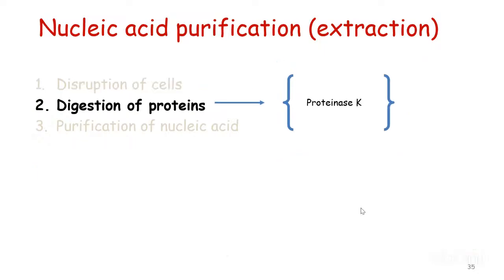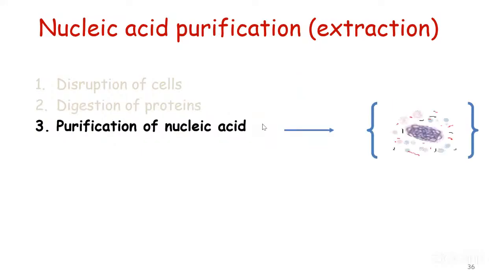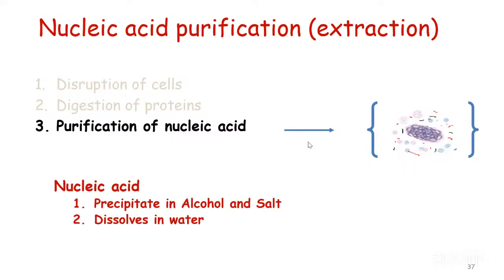Once you have disrupted the cell, the next step is the digestion of the proteins, which can be achieved by the enzyme proteinase K. Then we need to purify the nucleic acid, because even after this, all things will be present in the lysate: proteins, digested proteins, and parts of the cell membranes, etc. So we need to purify the nucleic acid out of this lysate. It is based on one property of the nucleic acid, that it precipitates in the presence of alcohol and salt, and it dissolves in water.